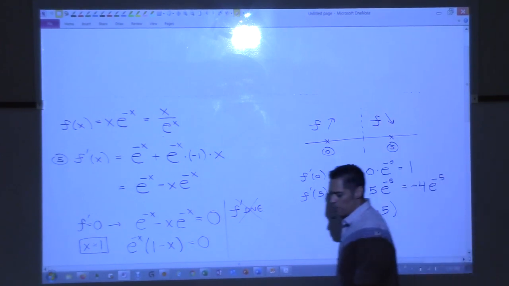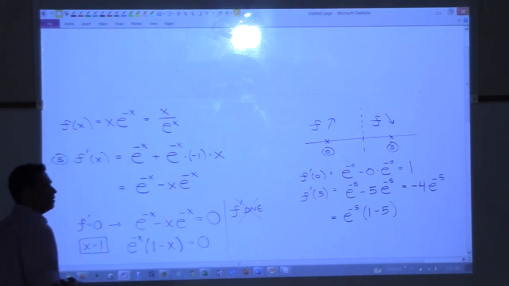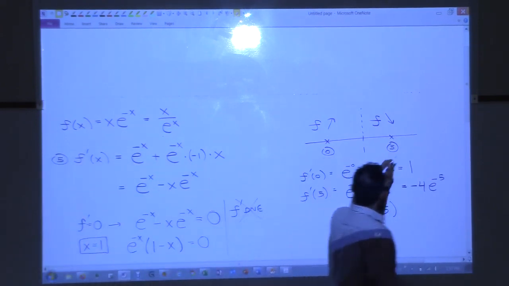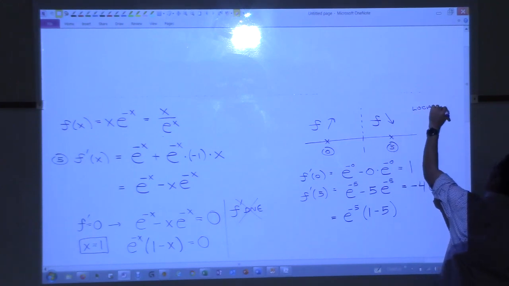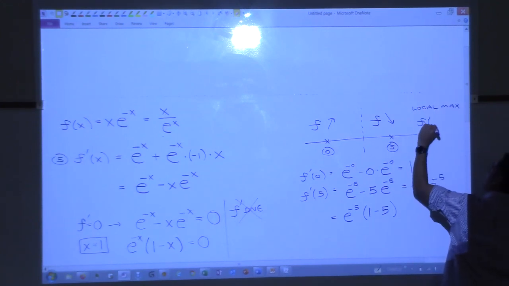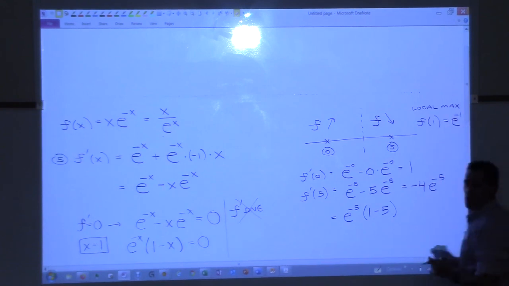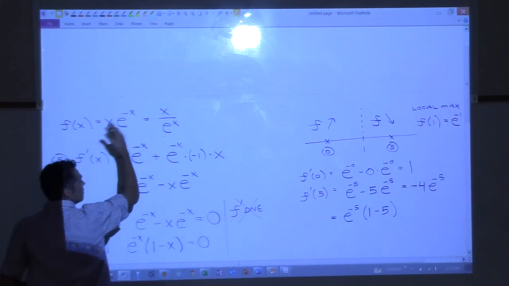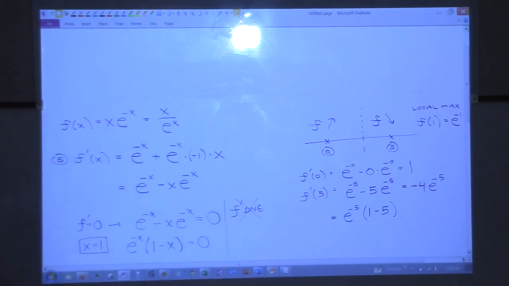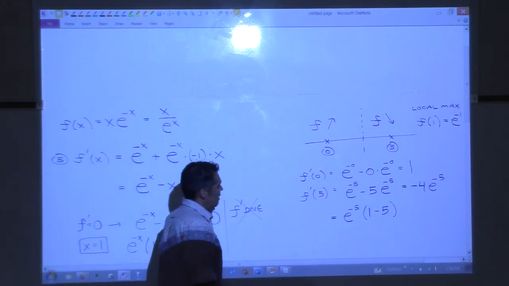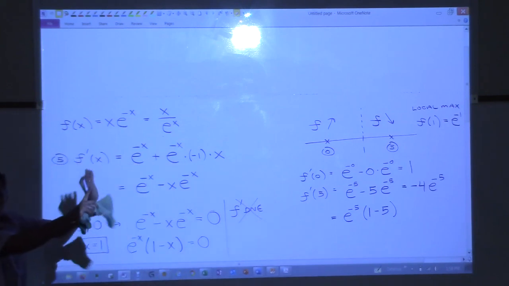Do we have a local max, local min? Local max. We have a local max because 1 is in the domain. So we have a local max at f of 1, don't we? When we plug 1 into the function, what do we get? You just get 1 times e to the negative 1. That's just e to the negative 1, which is the same as 1 over e, right? Whatever it is, it's a number. Okay. What's next? Oh, no local mins, right? We never went down then back up.